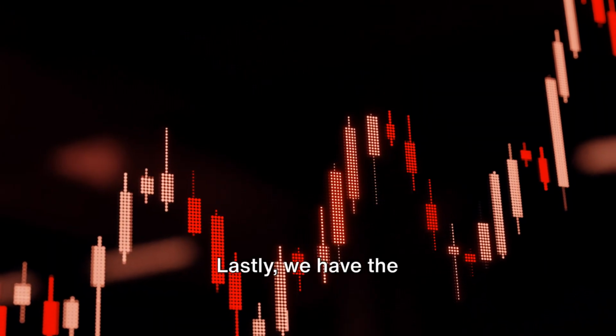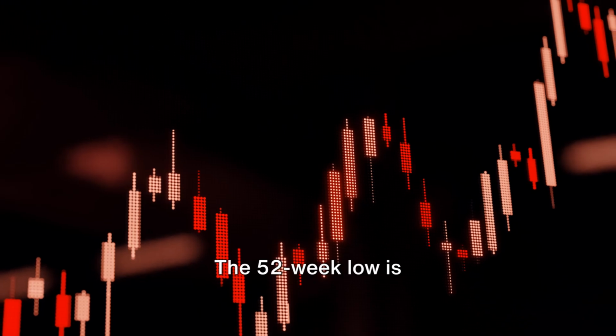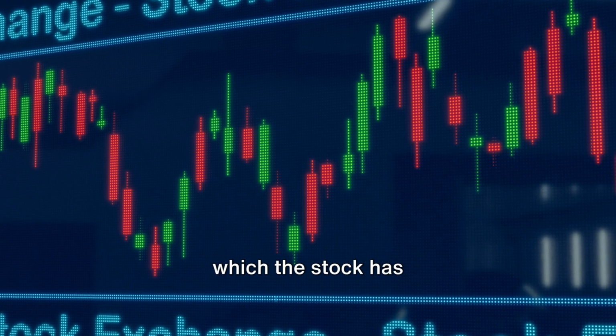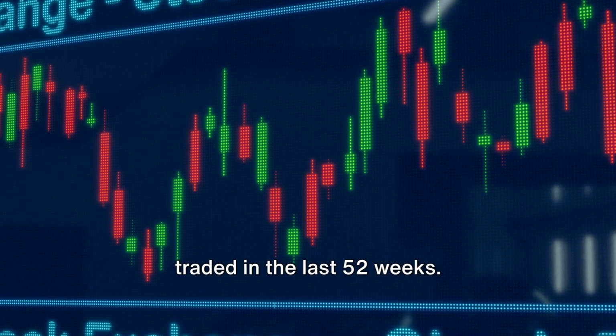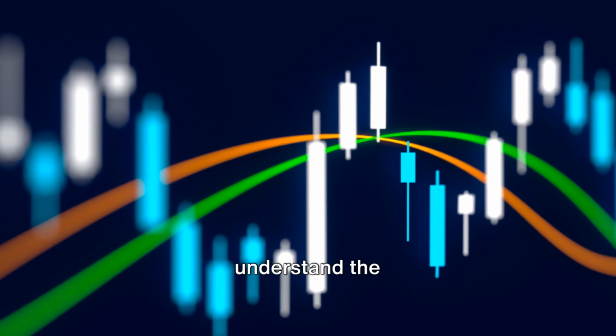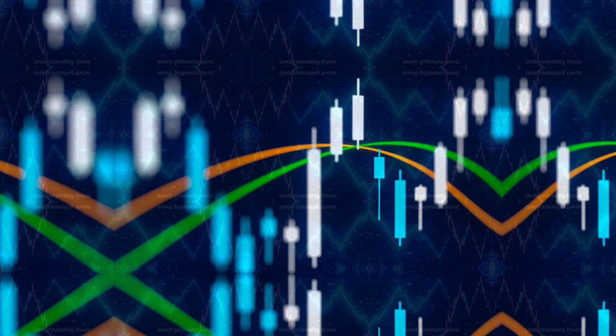Lastly, we have the 52-week low. The 52-week low is the lowest price at which the stock has traded in the last 52 weeks. It helps you understand the stock's potential downside.